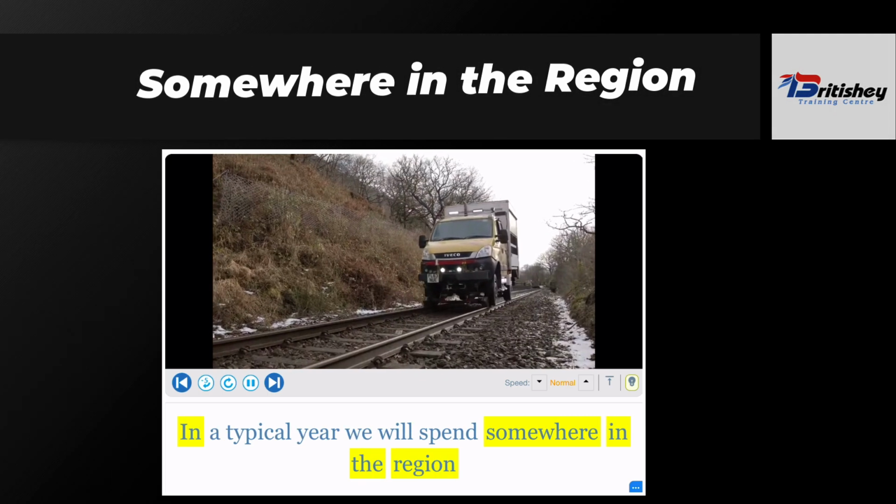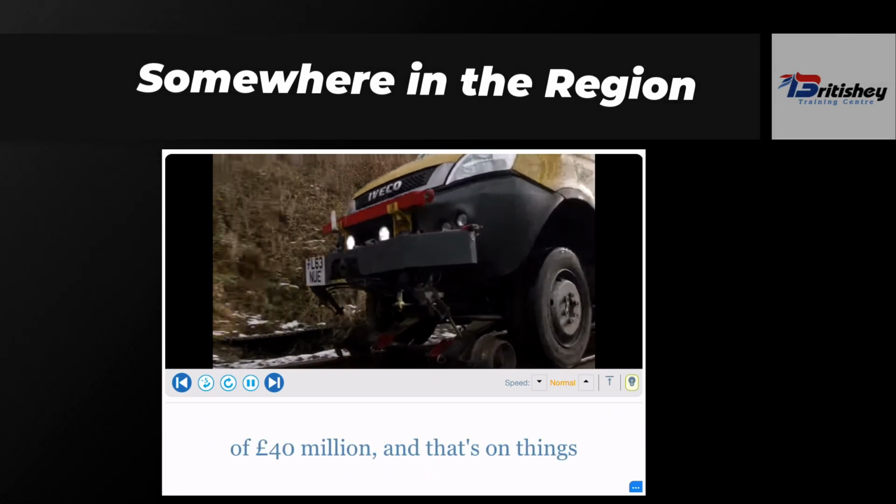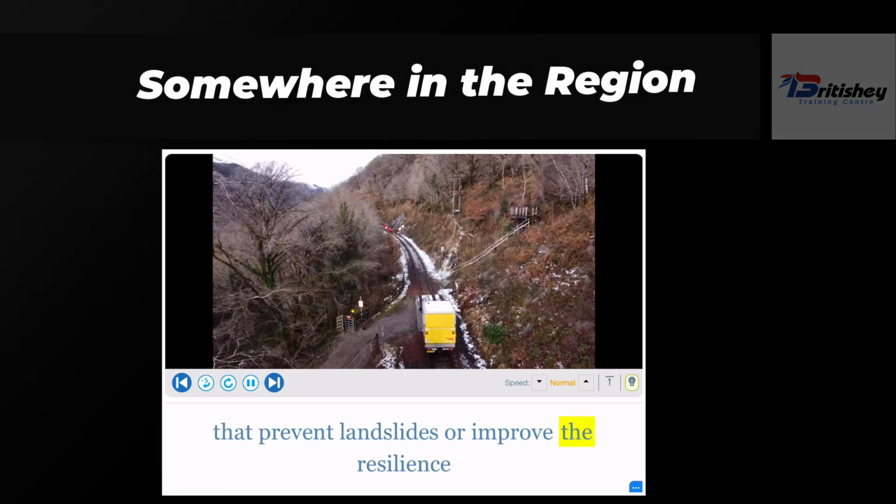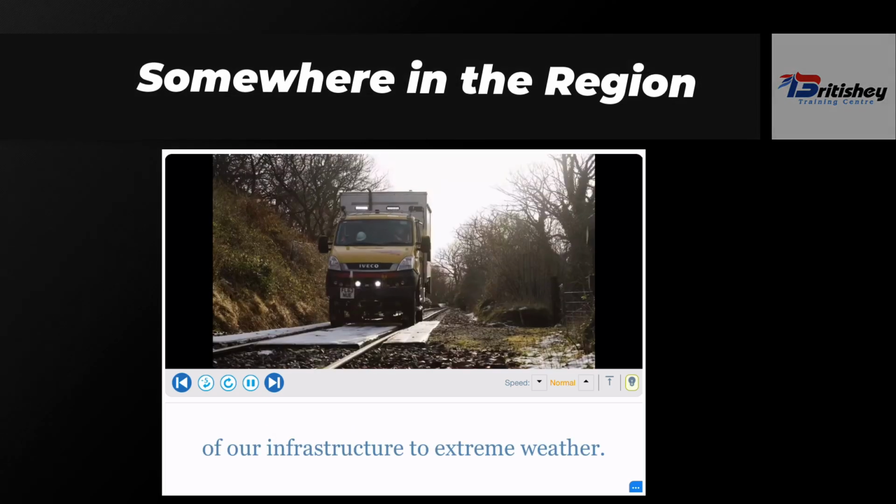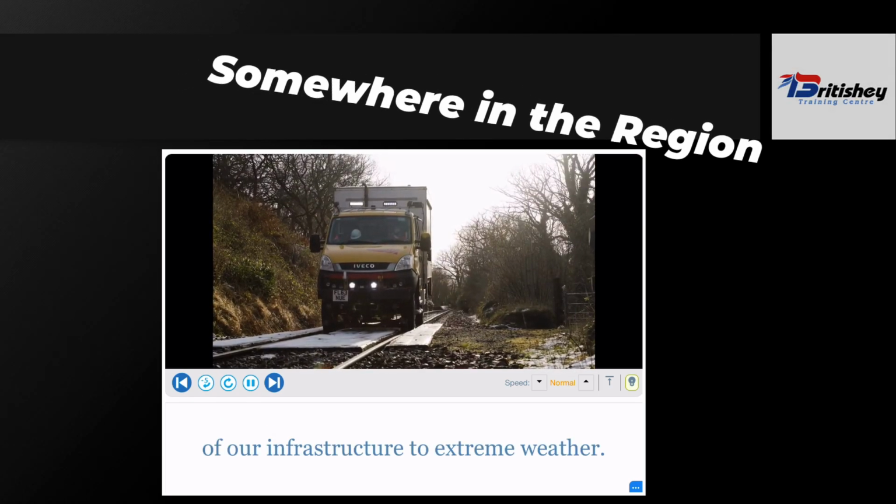In a typical year, we will spend somewhere in the region of £40 million. That's on things that prevent landslides or improve the resilience of our infrastructure to extreme weather.